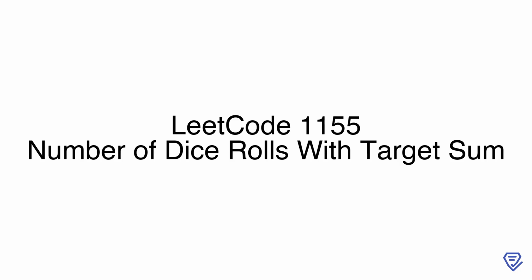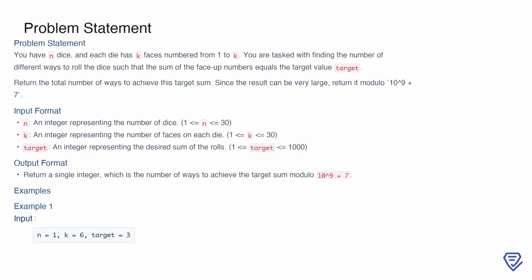Let's dive in. In this problem, you are given n dice, and each die has k faces numbered from 1 to k. The goal is to determine how many different ways you can roll the dice so that the sum of the numbers on the faces equals the given target. Since the result could be very large, you are asked to return the answer modulo 10^9 plus 7.